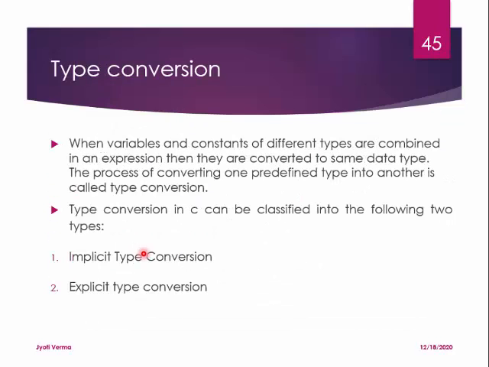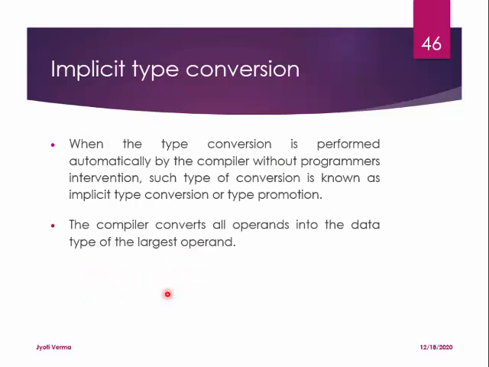Type conversion. What is the meaning of type conversion? If you are using variables of different data types then you can convert the variable of one data type to another, and this conversion, when you are converting one data type variable to another data type, is called type conversion or typecasting. Type conversion can be of two types: implicit type conversion and explicit type conversion.